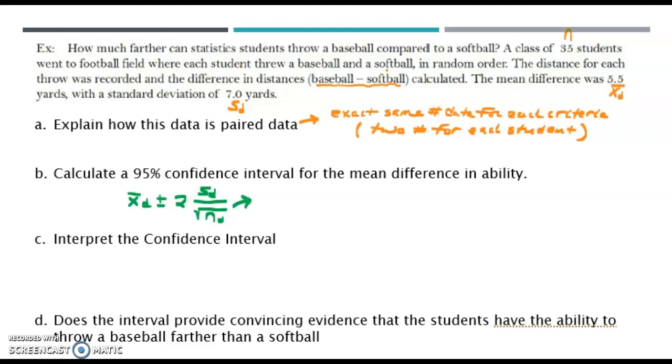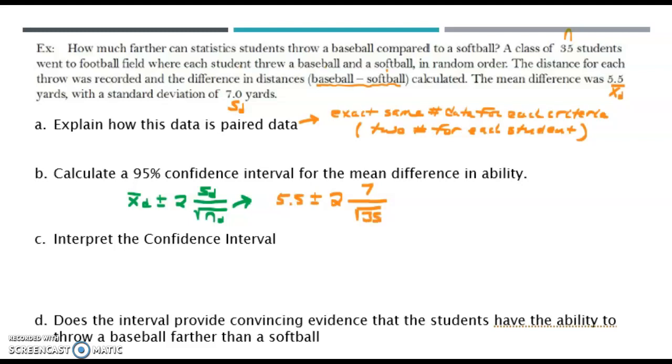Let's go back to the orange. I feel like Miami colors right here. So the mean difference would have been 5.5, plus or minus 2, automatic because of the 95% confidence level. That's going to be times the fraction. The standard deviation of the differences was 7 yards, so that goes up top, and then over the square root of the number of people we had in this class, which was 35.